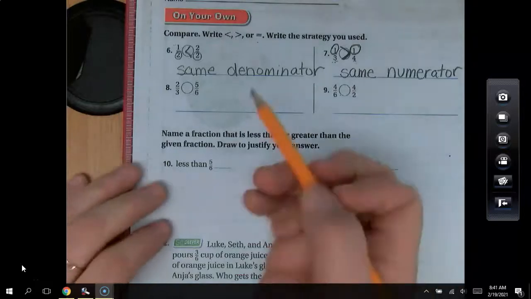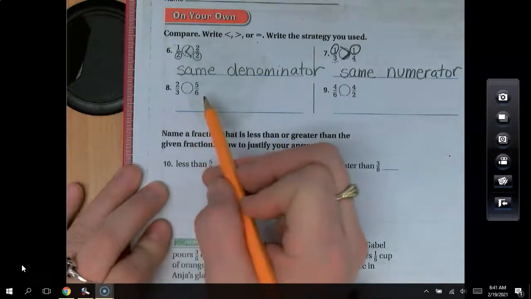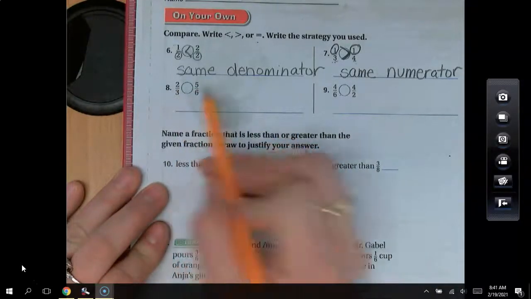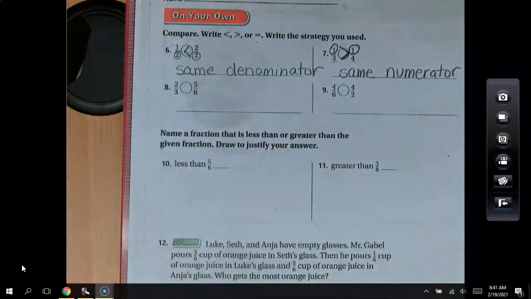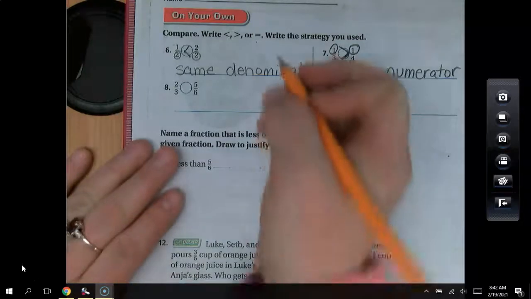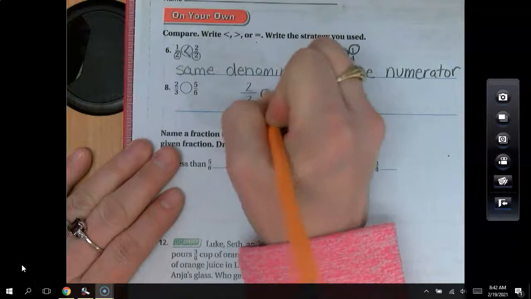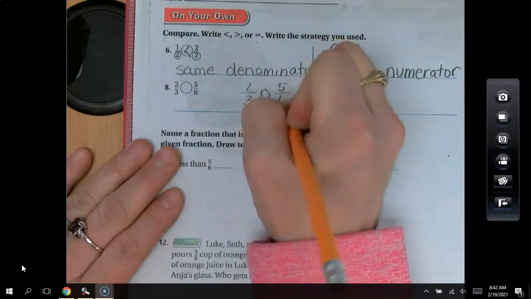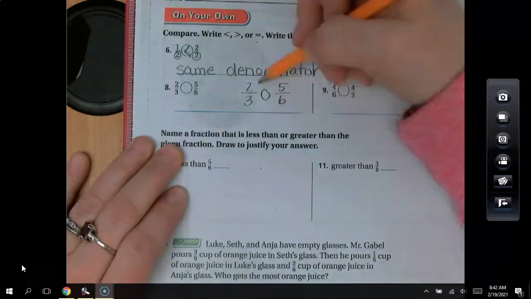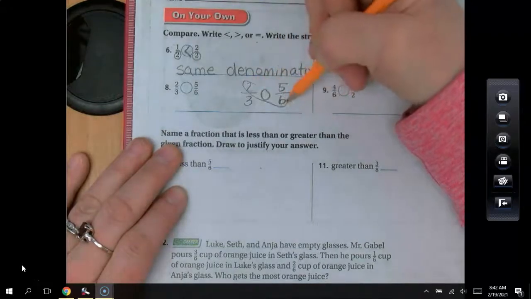Okay, 2 more of these same type of problems. Let's look at 2/3, 5/6. Do you notice anything that's the same in these two fractions? Nope, I don't see anything that's the same. So that tells me I'm going to cross multiply. We're all great at multiplying. When I need to cross multiply, I rewrite my fractions. Okay, let's go ahead and cross multiply.